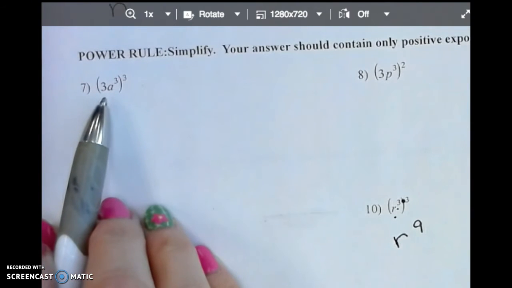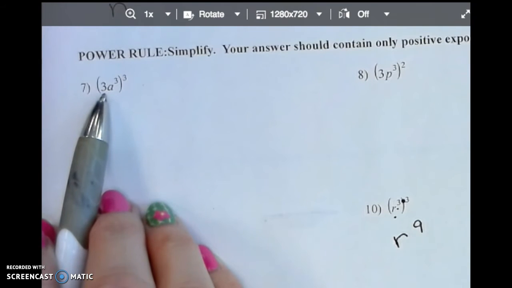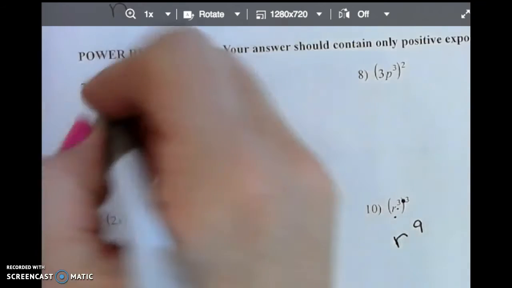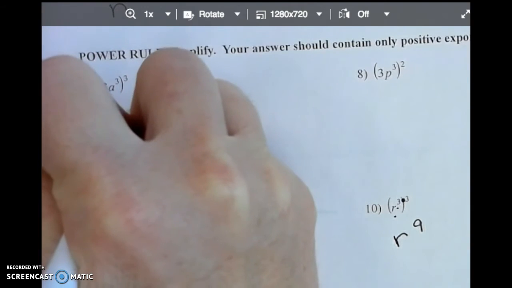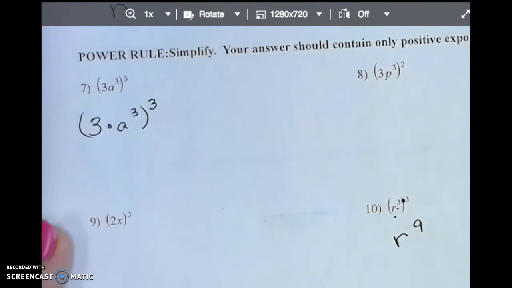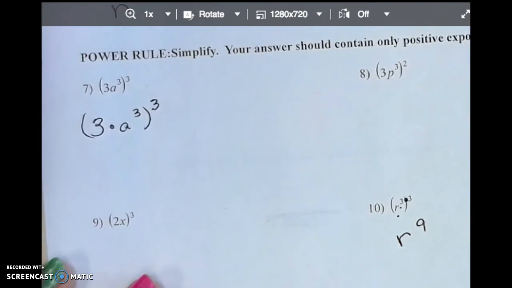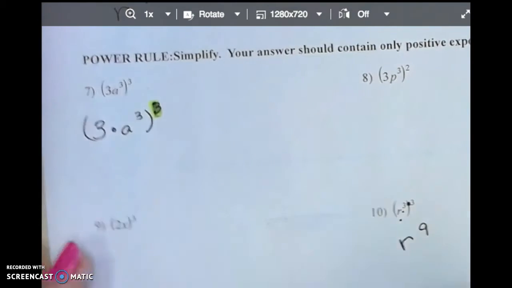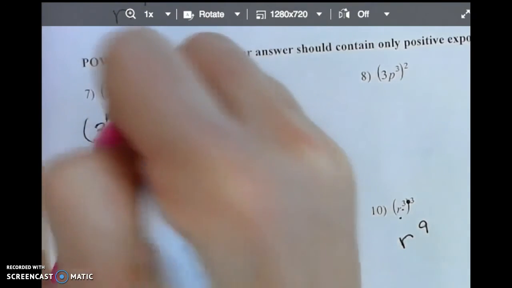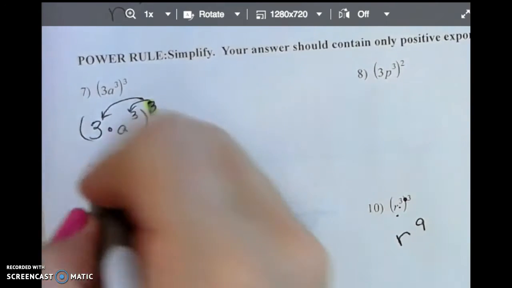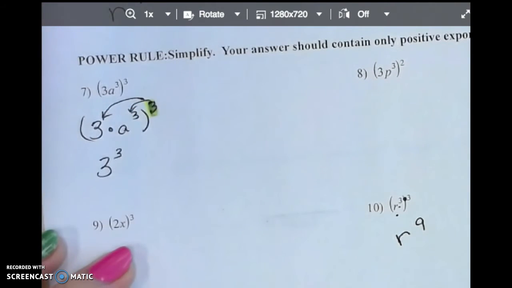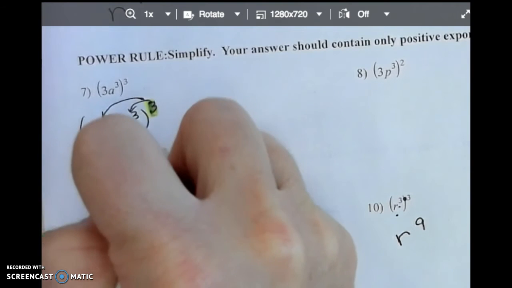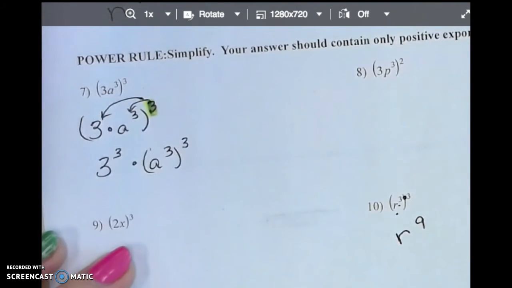Now when you come to this one, what you should notice is that you have 2 bases. You have the 3. It's a coefficient of 3, but it can also be a base. So 3 times a cubed. That's your problem. I just spread it out. Now, my exponent 3 has to be distributed to each of the bases. So I'm going to have 3 to the 3rd times a to the 3rd to the 3rd.